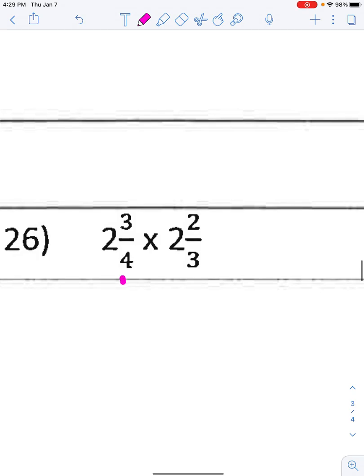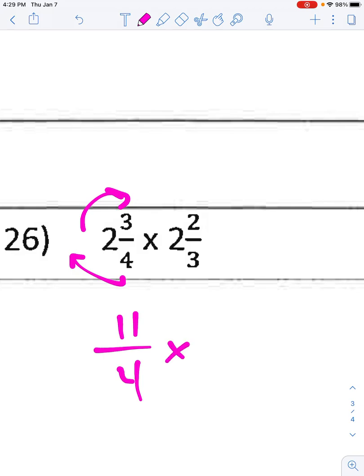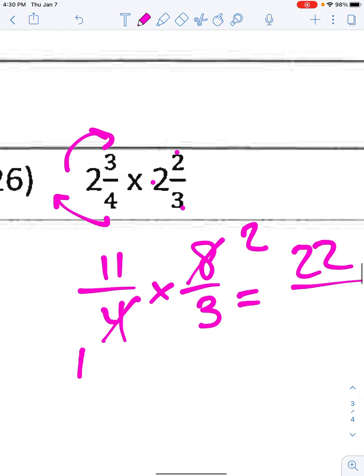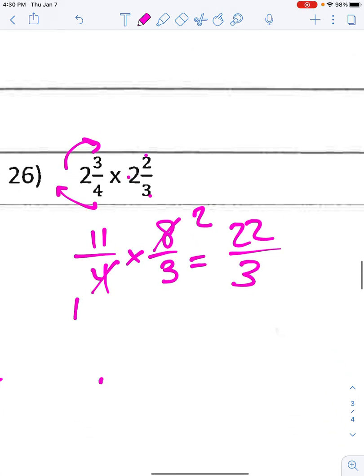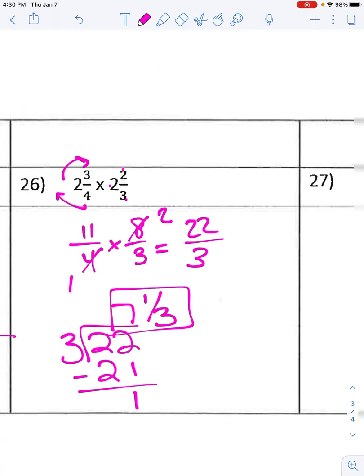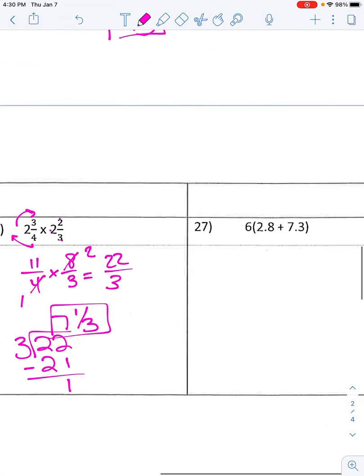Number 26. When you are multiplying mixed numbers, you have to turn them into improper fractions. So 4 times 2 is 8, 9, 10, 11 fourths, and add the top. 3 times 2 is 6, plus the 2 up top is 8 fourths. Nope, not fourths. How about thirds? 8 thirds. We can cross cancel. 4 goes into 4 once, 4 goes into 8 twice, which gives me 22 over 3. Please don't leave it like that. That's improper. 3 goes into 22 7 times with 1 left over. So I have 7 and 1/3.